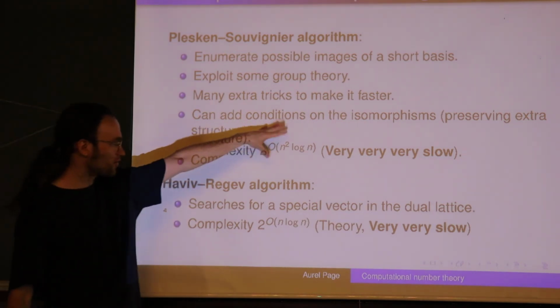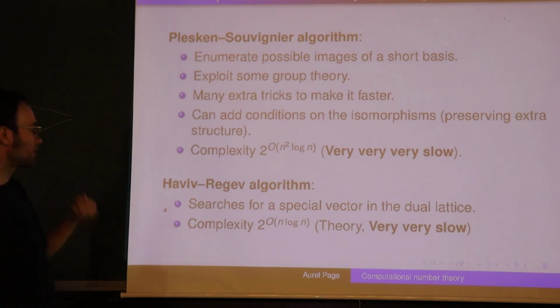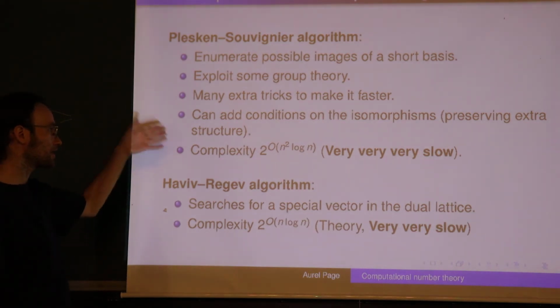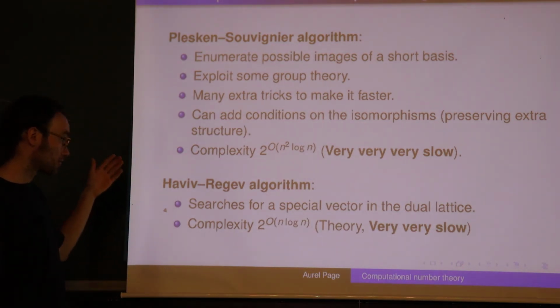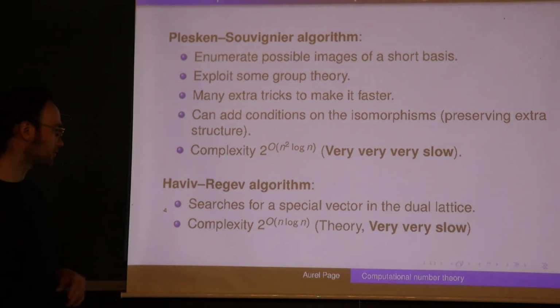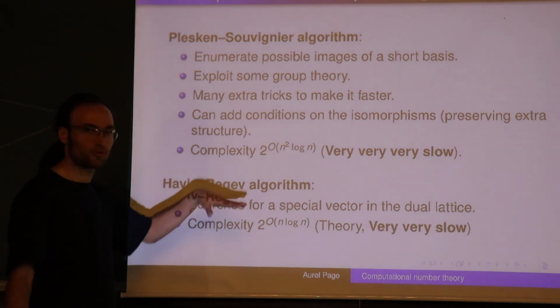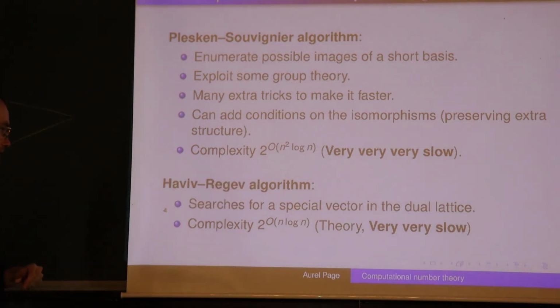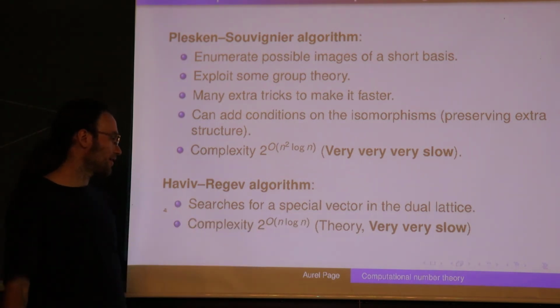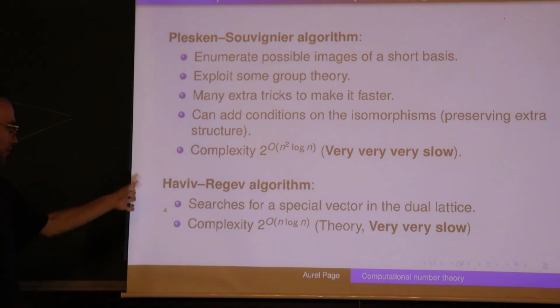This was a bit outside of my classification, so I didn't really know what to call it. So this is one algorithm, and it is actually used in practice. But there's another one which is theoretically faster, but completely unusable, really. It uses the dual lattice in a certain way. It searches for a special vector in there. And the complexity is just above exponential. But this is unusable in actual examples.